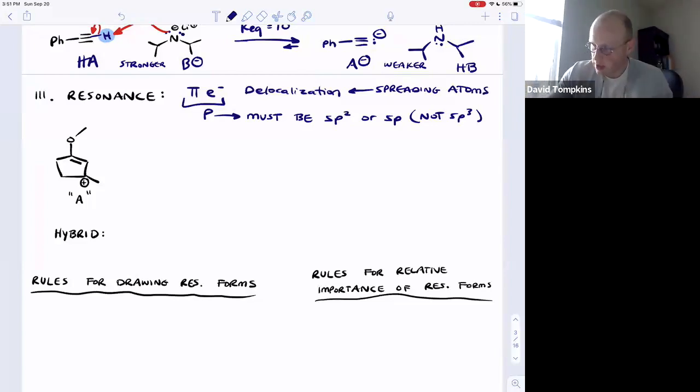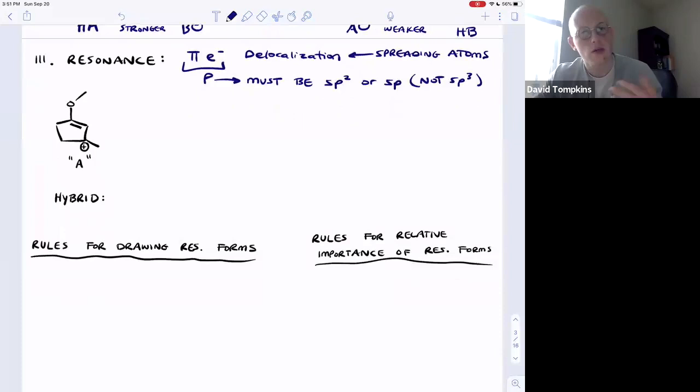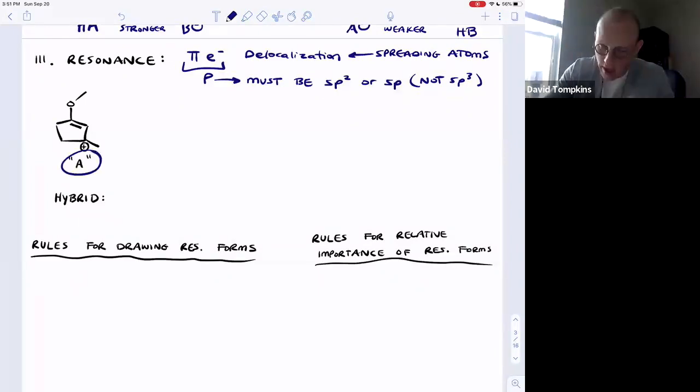Okay, so let me draw some resonance forms here, and then we'll talk about some general rules for doing so and how we then assess what the real molecule or the hybrid looks like. So this is resonance structure A.